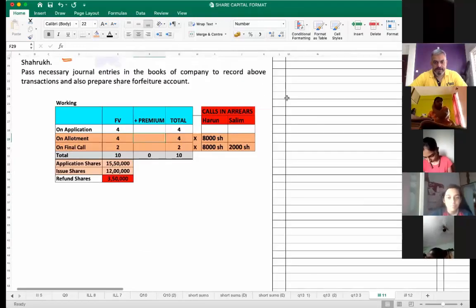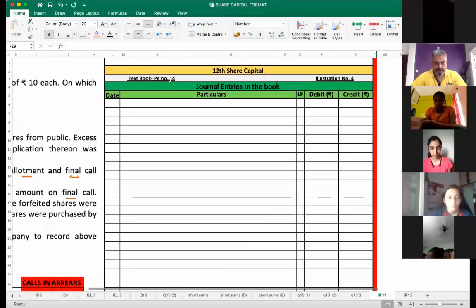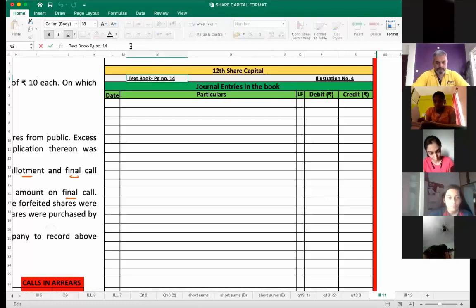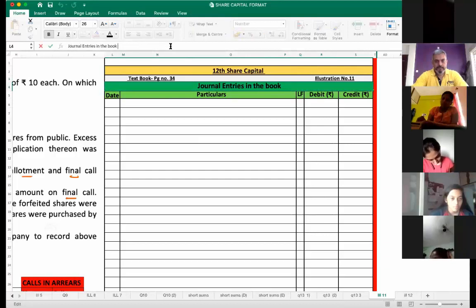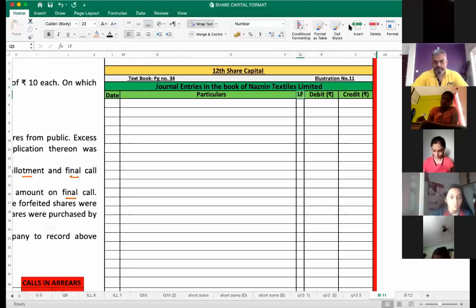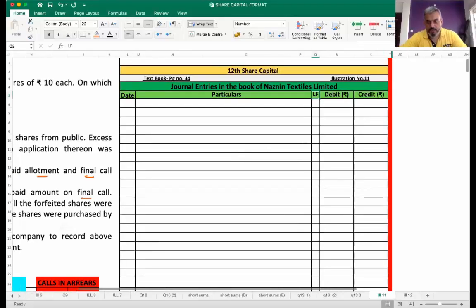Okay, let's start now. Write the heading. Textbook page number 34, Illustration number 11. In the books of Nazneen Textiles Limited. Okay, now let's start.